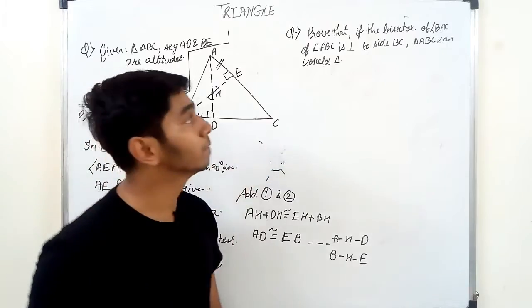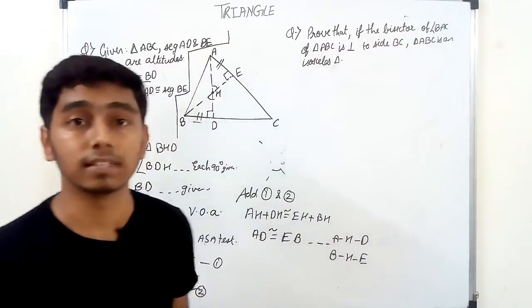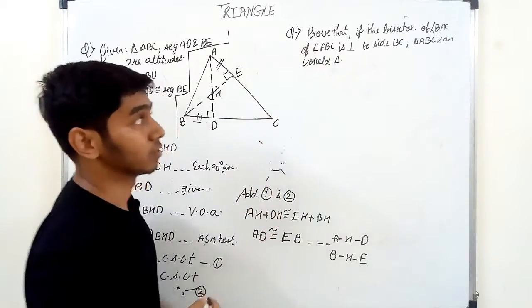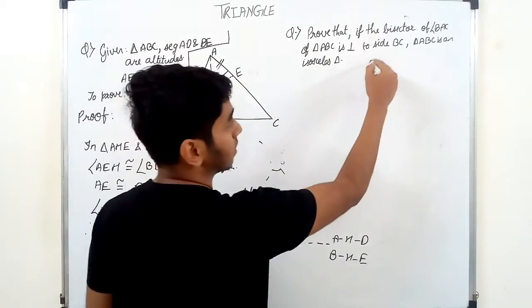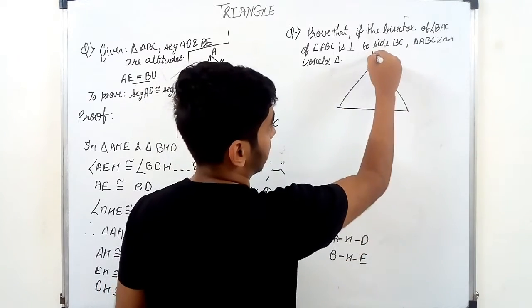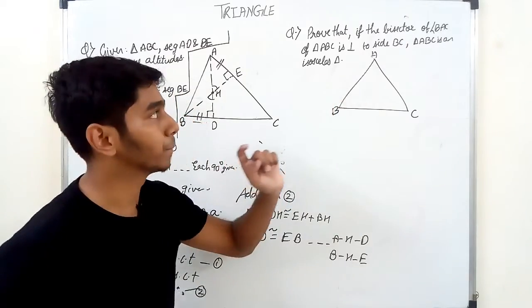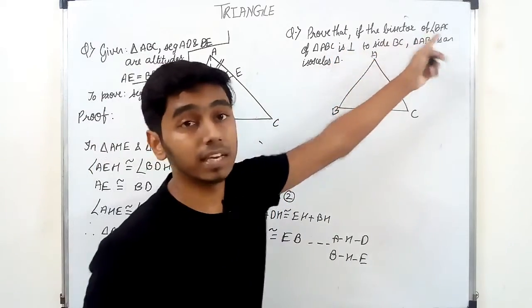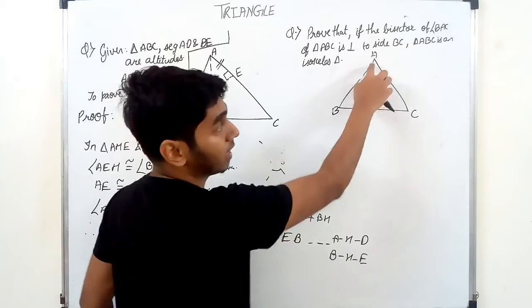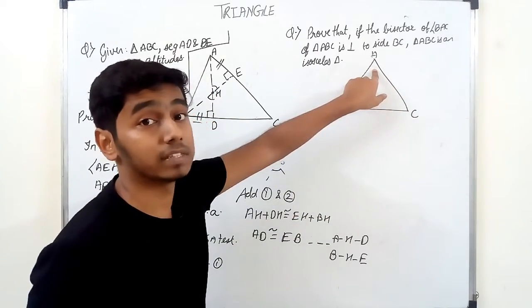Let's see the next one. So this says, prove that if the bisector of angle BAC of triangle ABC. So let's draw a triangle ABC. Let's say this is ABC, correct? If the bisector of BAC, so this angle, and we have to draw the bisector of this angle.